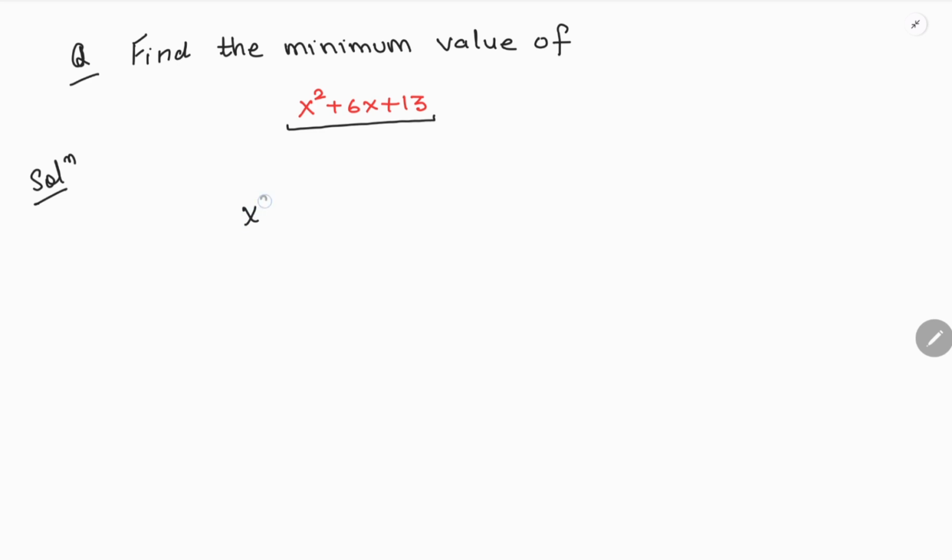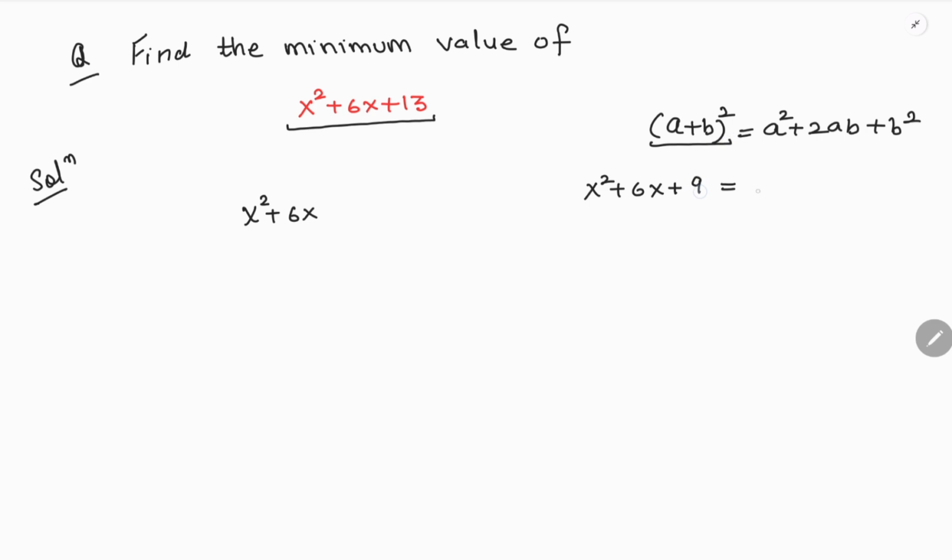I can write it as x square plus 6x, right? Now we are given 13, right? So I know a formula that (a plus b) whole square is equal to a square plus 2ab plus b square, right? So if I look here, this x square plus 6x, what do I add here so that I can get a square, a complete square, right?